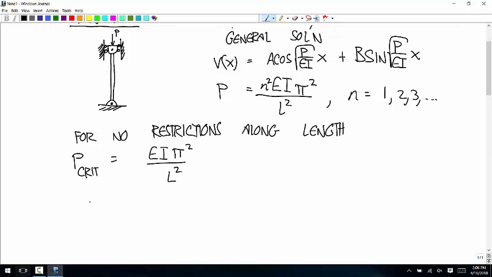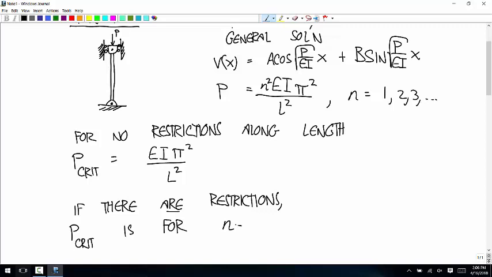And then if there are restrictions, then P critical is for the n value that meets those restrictions. So that means that if you have restrictions along the length, the critical P value goes up pretty quickly because that n is squared. It makes sense if you think about it physically: it's easiest to cause this to buckle if there's no restrictions, and if you add restrictions, the load required to make it buckle goes up.